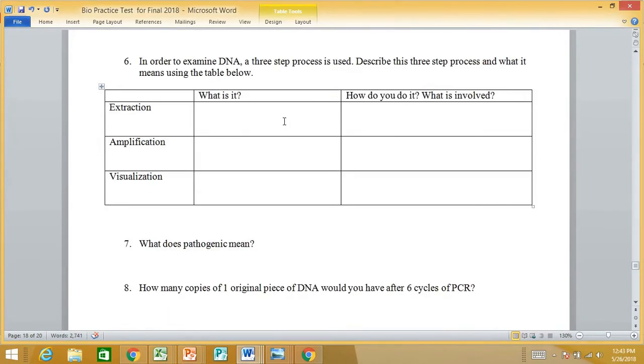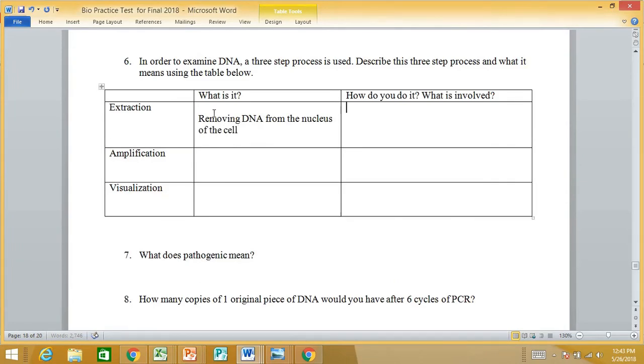In order to examine DNA, it's a 3-step process. What is it? Well, extraction. That is when you're removing DNA from the nucleus of the cell. How do you do it? Well, you actually use chemicals to separate it.